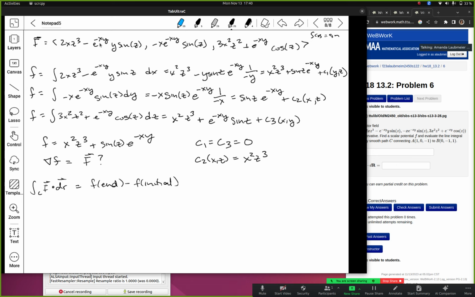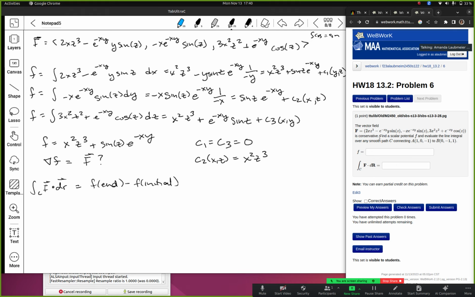Returning back to the request we had for this problem, so far we found a scalar potential function, and now we're trying to evaluate the line integral over any path that connects A to B. So that B is our endpoint and that A is our starting point. And that starting point is A equal to 1, 0, minus 1. And at this point, all I have to do is plug those points into my little f and then evaluate it.